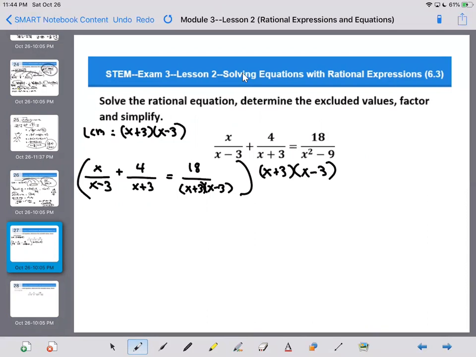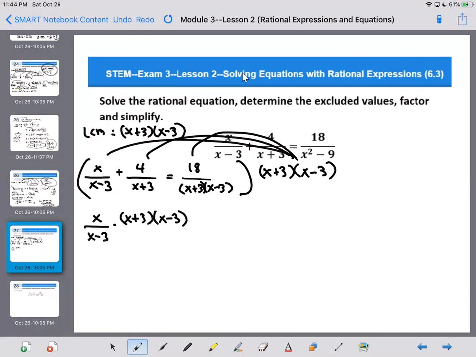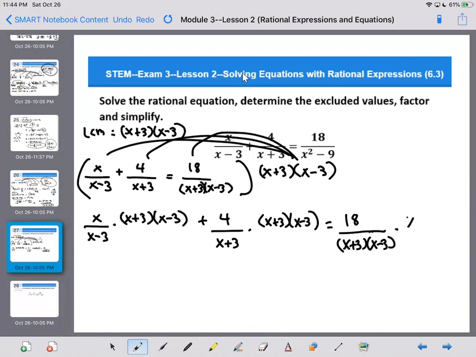So you're going to multiply it by every term. So we're going to have x divided by x minus 3 multiplied by the LCM, which is x plus 3, x minus 3, plus 4 divided by x plus 3 multiplied by the LCM of x plus 3, x minus 3 is equal to 18 divided by x plus 3, x minus 3. When you multiply that by your LCM, you'll see what happens in just a moment.